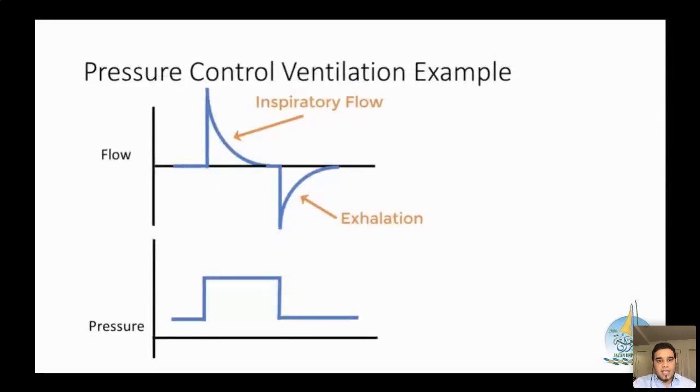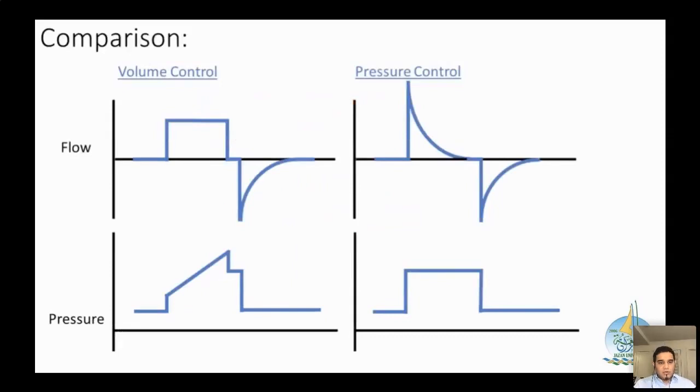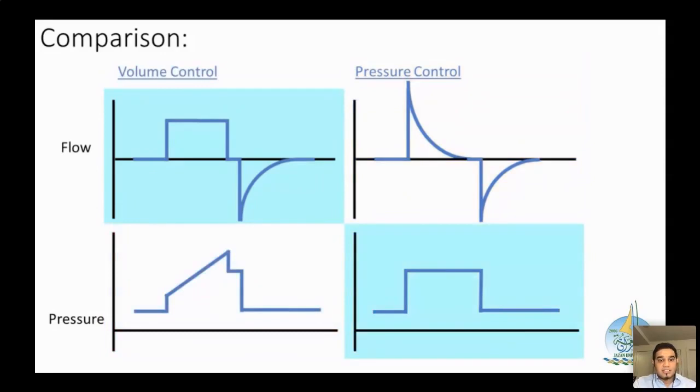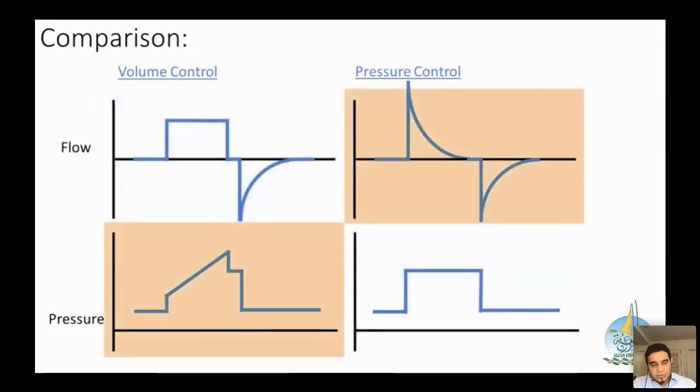Again, this is how the inspiratory flow corresponds to a constant pressure, and what happens during the inspiratory phase and the exhalation phase. Just to compare, the most important thing I want you to understand about the difference between volume control and pressure control is what is constant. In volume control, the constant is the flow, and it's the square shape. So the square shape is what is constant.